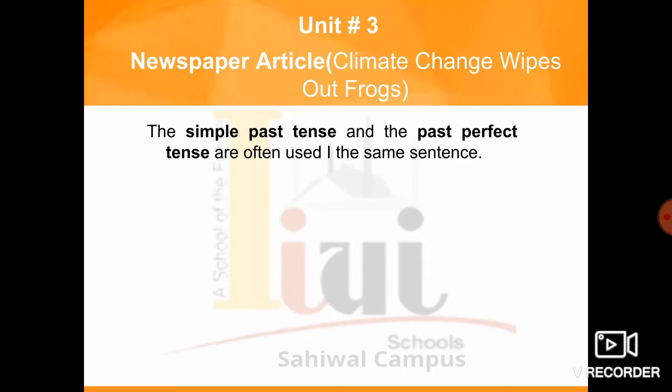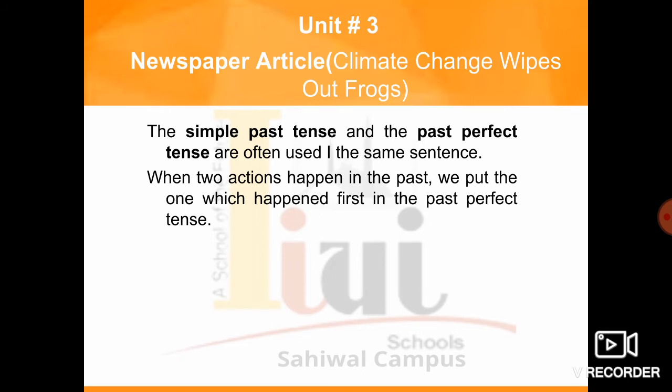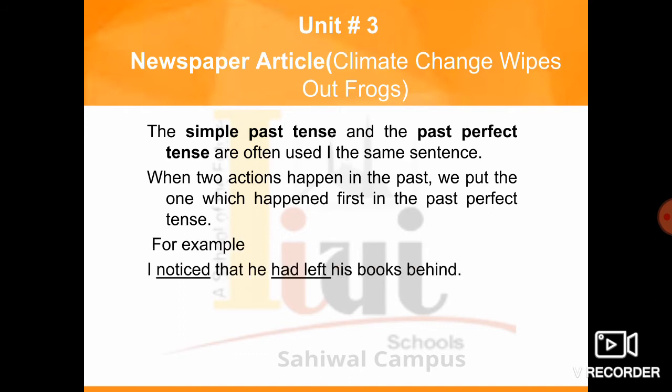The simple past tense and the past perfect tense are often used in the same sentence, not always but often. Okay, when 2 actions happen in the past, we put the one which happened first in the past perfect tense. जब past में 2 actions हुए उनमें जो पहले perform हुआ उसको हम past perfect में write down करते हैं. I hope you all have understood what I am trying to explain. For example, I noticed that he had left his books behind.